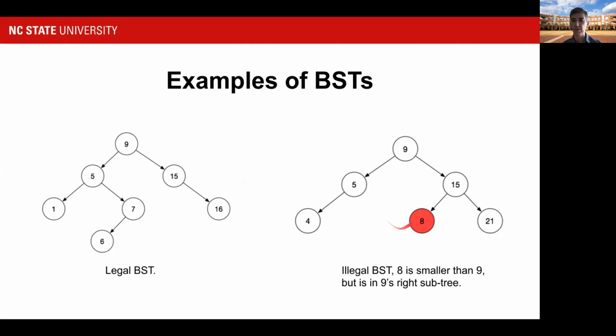Okay, coming back over here, this to the right is an illegal binary search tree. In other words, it's poorly formed and it's not allowed. The reason it's not allowed is that node 8, way down here in 9's right subtree, is actually less than 9. And so that is not okay. 8's in the wrong place. 8 needs to be moved over here to the right side of 5. And so if we put 8 here, it would be perfectly fine.